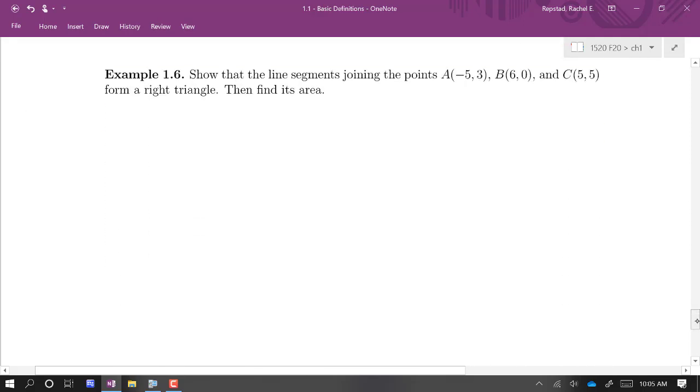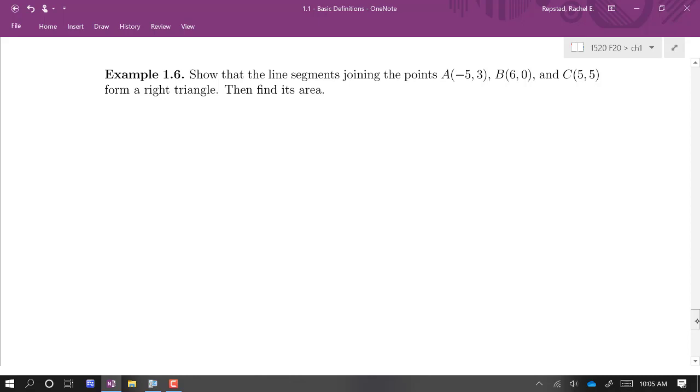We're going to finish up this section with one more example. We're going to show that the line segments joining these points, negative 5, 3, 6, 0, and 5, 5, form a right triangle, and then we're going to find its area. So we're doing two things.